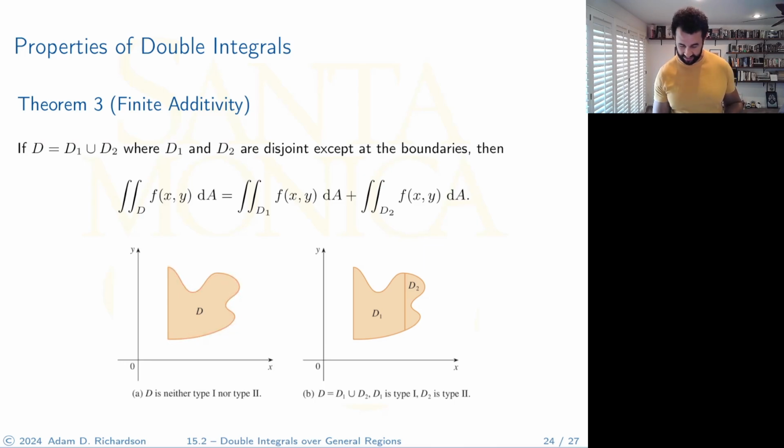But if you slice it cleverly, then what you get is a type 1 region, right? So now here y is bounded between two curves with respect to x. And then this is a type 2 region. So x is bounded between two curves with respect to y. Now we can integrate piecewise. That's what we're doing here.